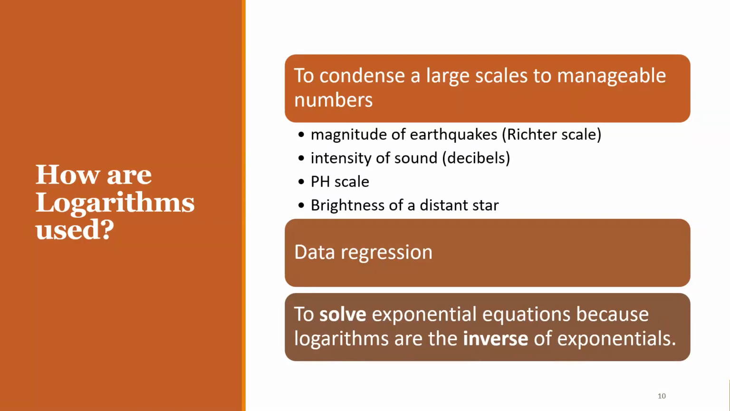The second way that logarithms are used is for data regression. We've already seen that a logarithm creates a concave down curve. And so when we want to find an approximation for data that has a concave down curve, we can use a logarithm. And then the final way is based on the fact that they are inverses of exponentials. So we can solve an exponential equation using a logarithm. And again, throughout the lecture, we'll go through quite a number of examples of that use.